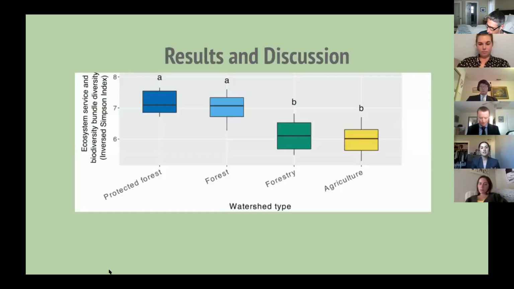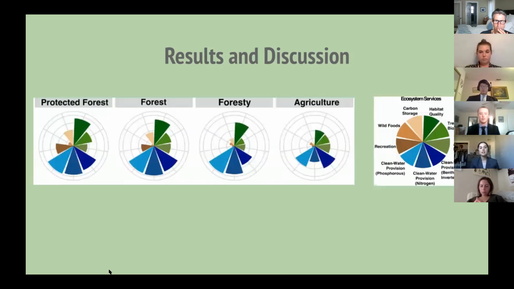So based on this graph, you could see that there wasn't a significant difference of the ecosystem services provided by protected forests and forests, but compared to forestry and agriculture, there was a significant difference. And here, these images just take all the information that was gathered and put it into an image.